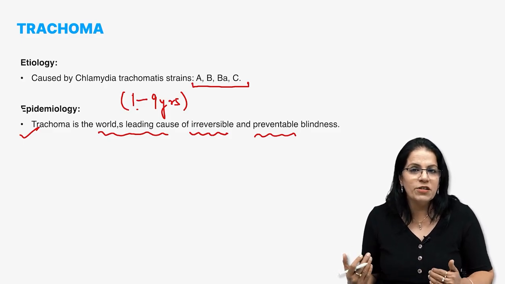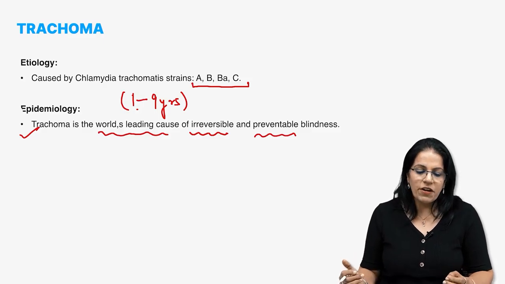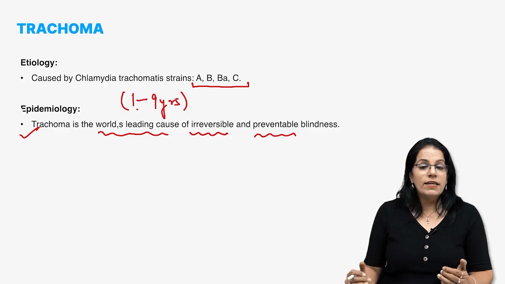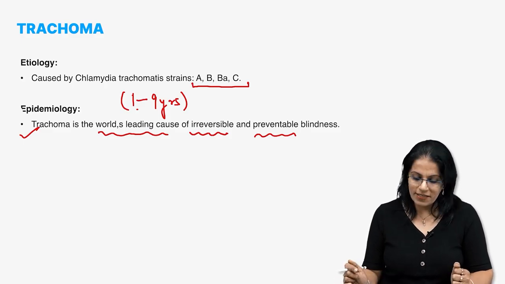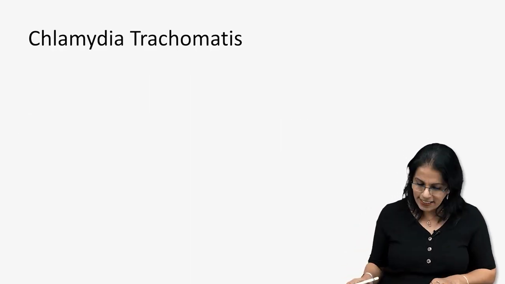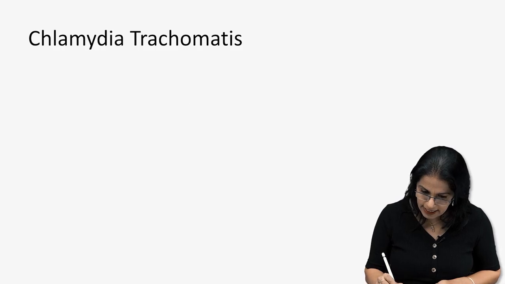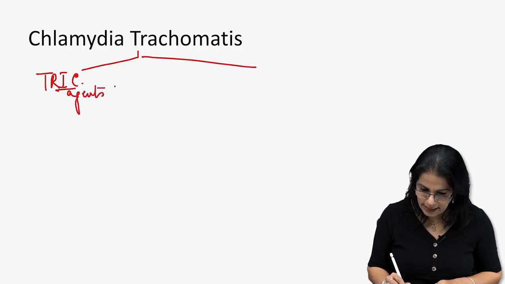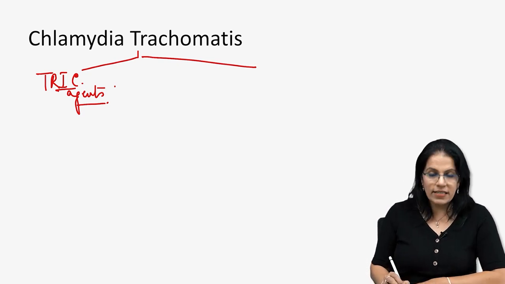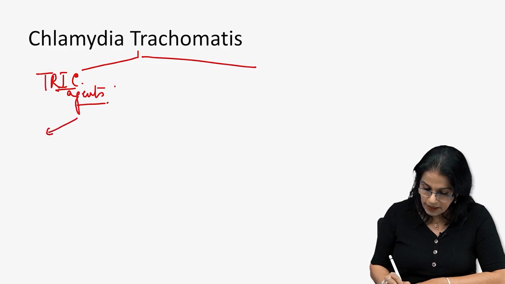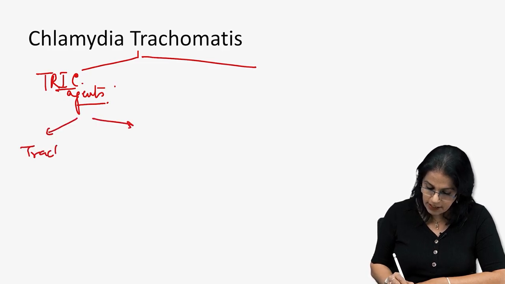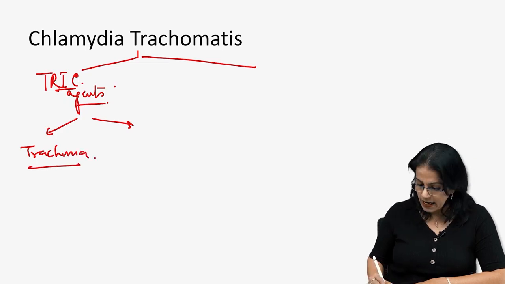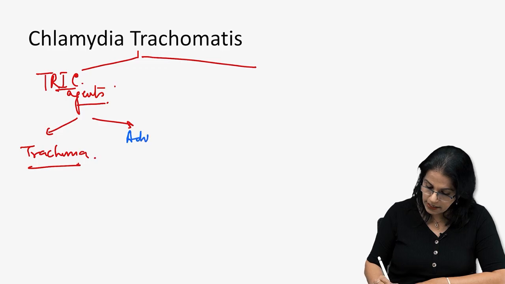Now, before I move further into the clinical features of trachoma, very quickly let us revise a little bit. Chlamydia trachomatis is causing 2 types of infections. What are the 2 types? We can learn like this: one is your TRIC, trachoma inclusion conjunctivitis. These are TRIC agents, mainly causing inclusion conjunctivitis. The one happening in children we call trachoma, as we just learnt. And the one happening in adults is called adult inclusion conjunctivitis.